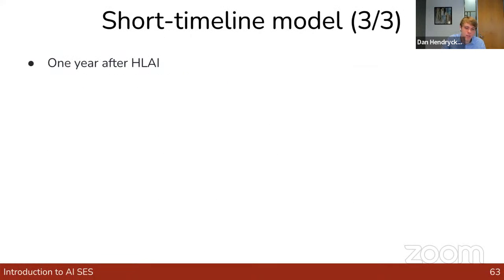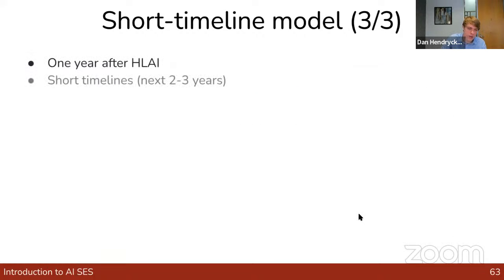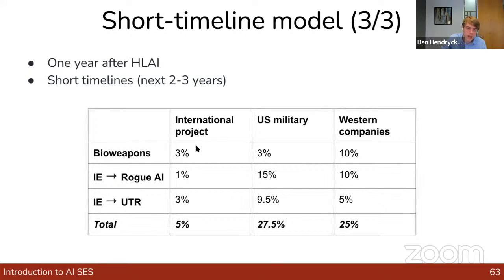If you multiply them all together, half chance times these, those amount to some probabilities here. And there are also these risks of bioweapons. If it's Western companies, I think there's just more risk of things leaking compared to the other case. Then you end up with these sorts of probabilities. So there's a lot of risk. An international project seems to look quite a bit better.